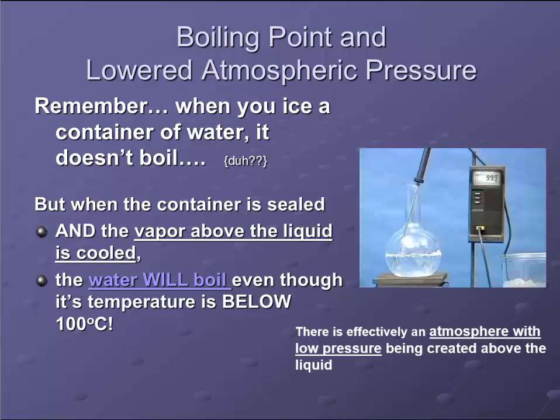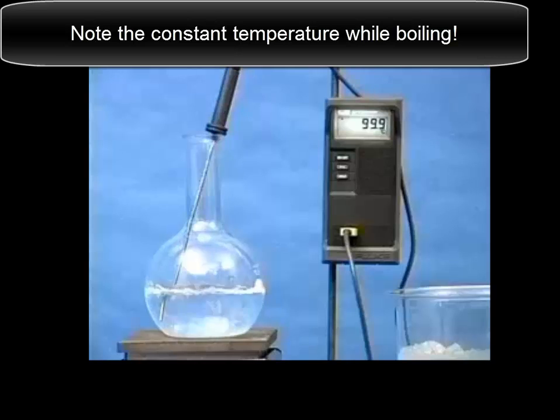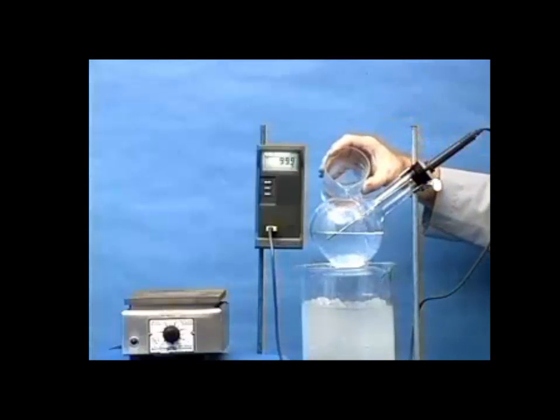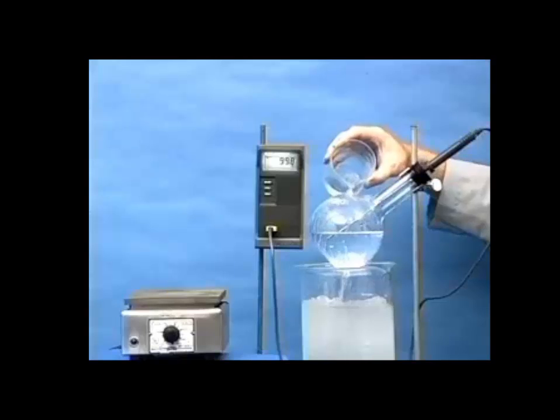So now think about it for a minute. By cooling the vapor, you're condensing some of it and creating a lower pressure above that liquid. Lower pressure above leads to lower boiling points. Watch. Water boils in a flask, and later the flask is stoppered and removed from the hot plate. When ice water is poured over the flask, the water begins to boil.